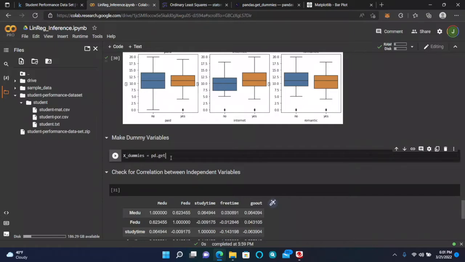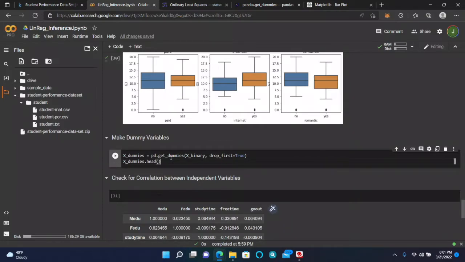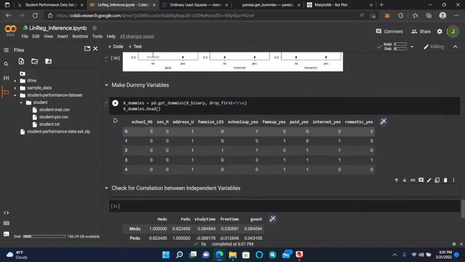So xDummy is going to be pd.get_dummies, and we're going to feed in xBinary, and we're going to do drop_first=True. And see what we get here? School_MS. Alright, so this means it's a 1 if the school is MS. Sex_M, a 1 means male. So these are all females who went to GP. Address_U, it's a 1 for urban. These are urban females who went to GP. Family less than or equal to 3, 1 means less than or equal to 3, so this one has siblings, is urban, is a female, and went to GP. See how this goes?